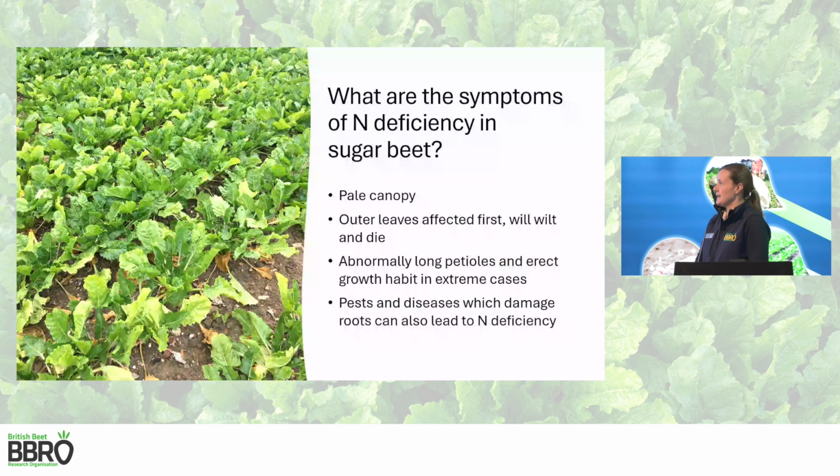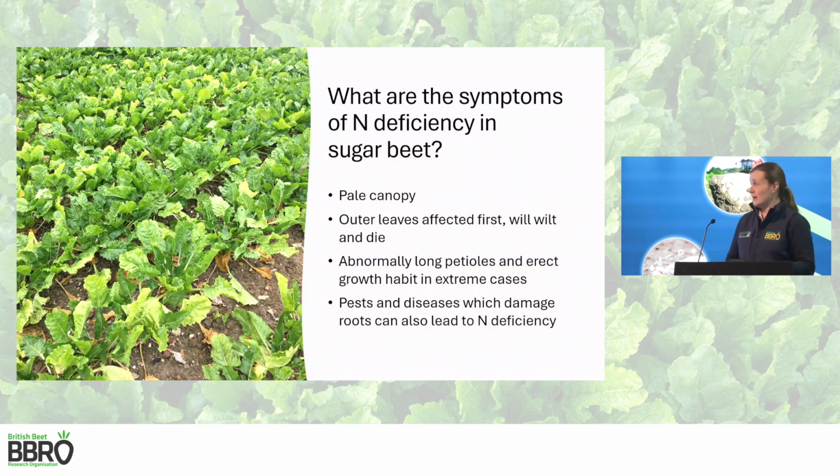So nitrogen in the sugar beet crop. You'll all be familiar with nitrogen deficiency. It doesn't tend to be the primary condition. It's very rare, really, in this country that nitrogen is so deficient that we actually see deficiency symptoms. So this is a pale canopy, your outer leaves dying and wilting. And then in really severe cases, which you just won't see in the UK, but sometimes we get in controlled environments, you get really long petioles of really small leaves, like lollipops, on the plant.